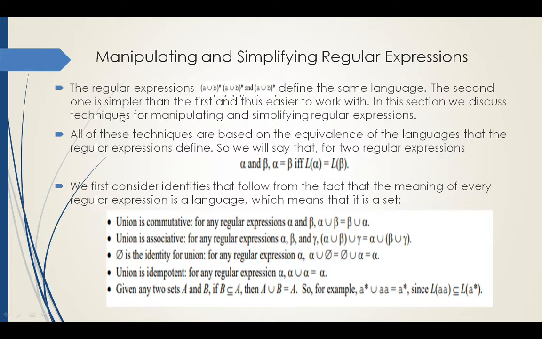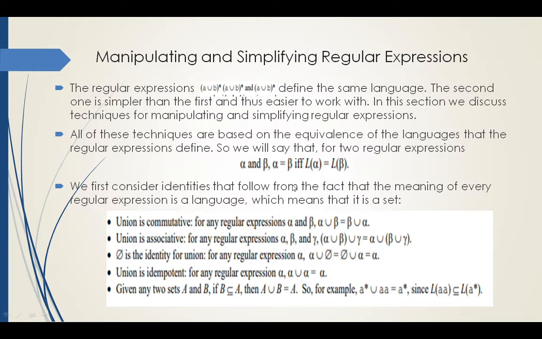In this section, we discuss the technique for manipulating and simplifying regular expressions. All of these techniques are based on the equivalence of the languages that the regular expressions define. So we will say that for two regular expressions alpha and beta, alpha equals beta if and only if the language defined by alpha is equal to the language defined by beta. We first consider the identities that follow from the fact that the meaning of every regular expression is a language, which means that it is a set.